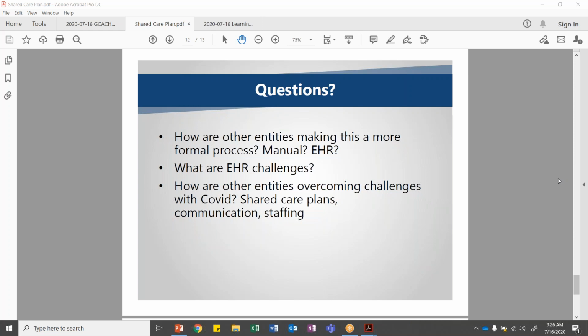And that shared care planning is all helping us to achieve those goals. So I appreciate the opportunity to share that, and we have seen some great success with the integrated managed care.